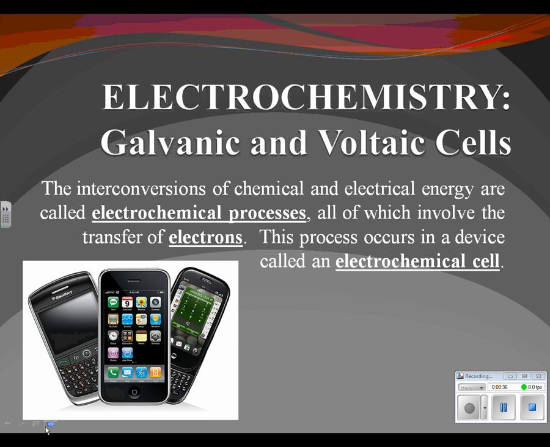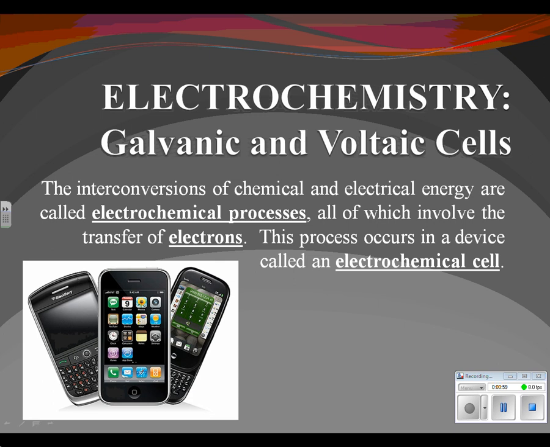So the interconversions of chemical and electrical energy are called electrochemical processes. You have a blank to fill in on your notes, all of which involve the transfer of, you got it, electrons, because that's the only thing that gets to move. And this process occurs in a device called an electrochemical cell. All right, so electrochemical cells have special names, and we'll get more into details about this.